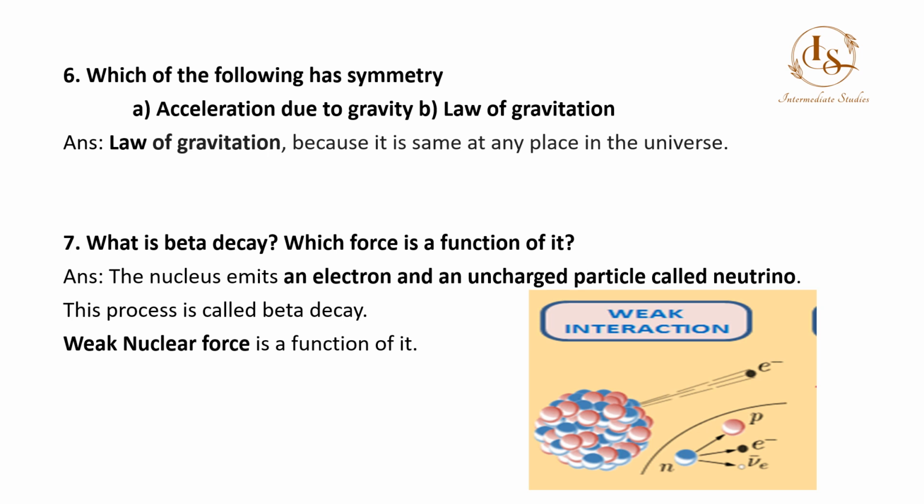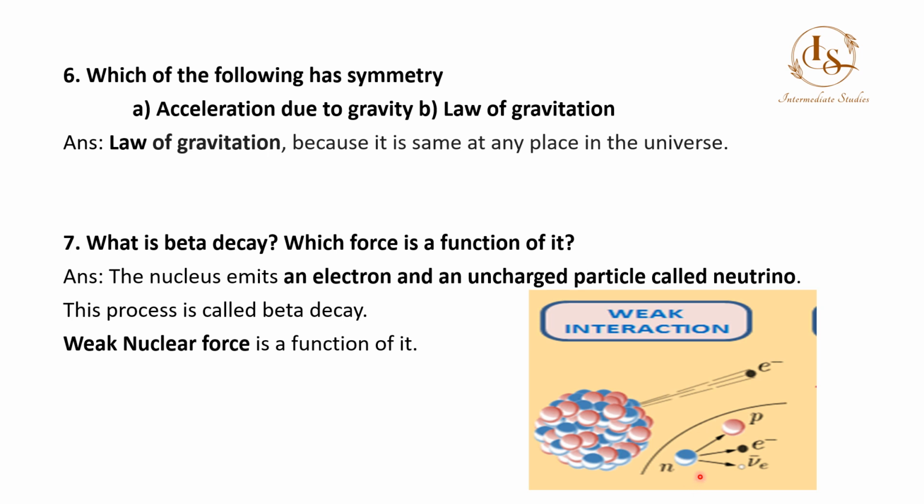If you see the definition, the nucleus emits an electron and an uncharged particle called a neutrino to become a proton. This process is called beta decay. And here, which force is a function of it? Weak nuclear force is a function of it, because only in the weak nuclear force does the process of beta decay happen. Okay, so finally, beta decay is when a neutron in an atom changes to a proton.